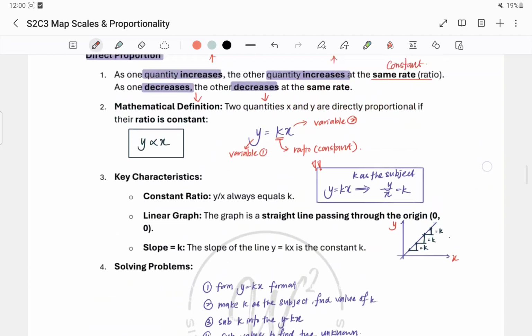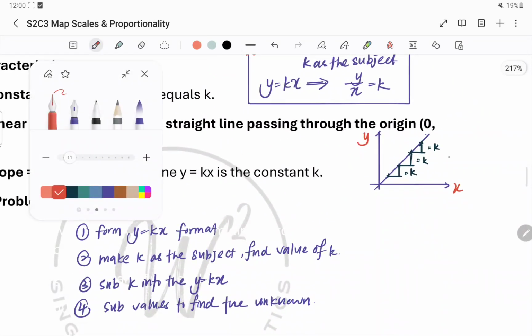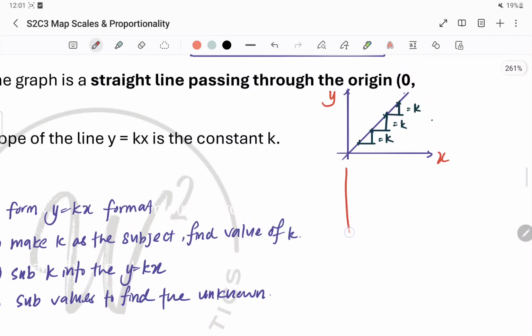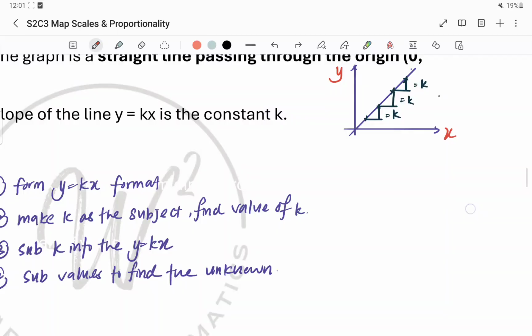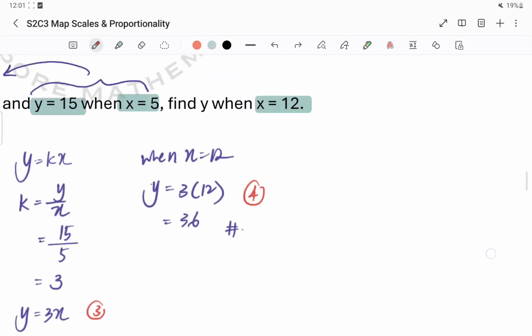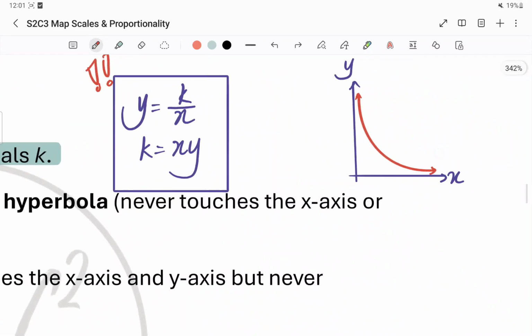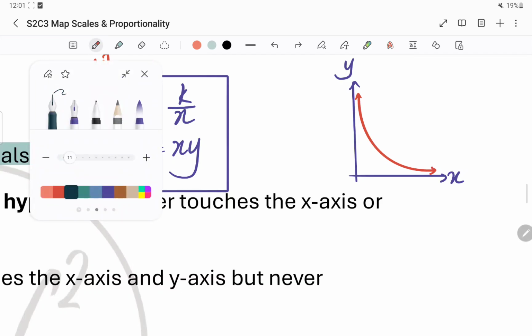Direct proportion is a straight line, right? Going up or going down. Okay, here you can add one more graph. Direct proportion can also mean this one. I think you just have to remember this one. So in direct proportion, when one increases, the other increases. For this one, when one increases, the other doesn't increase that much.